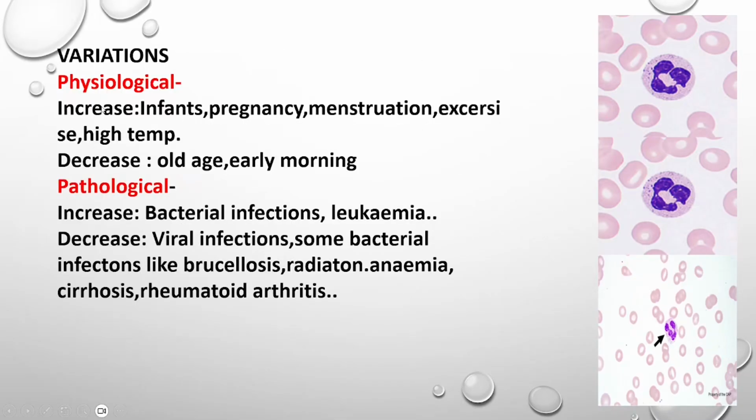Now, variation, physiological and pathological, will be there. Physiological increase occurs in infants, pregnancy, menstruation, exercise and high temperature, and decrease in old age and early morning samples, not always. Sometimes in early morning samples, we can note a decrease. Pathological increase: bacterial infections, leukemia. Decrease: viral infections, some bacterial infections like brucellosis, radiation, anemia, cirrhosis and rheumatoid arthritis.